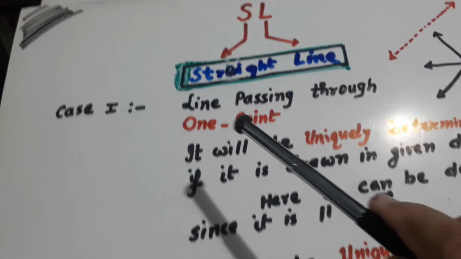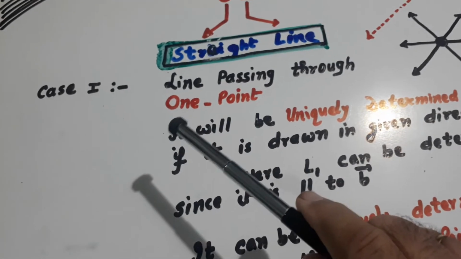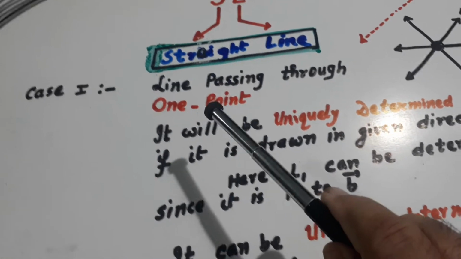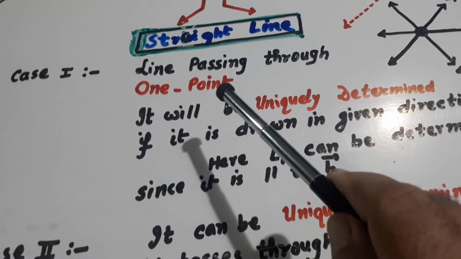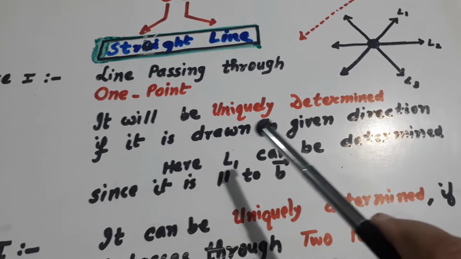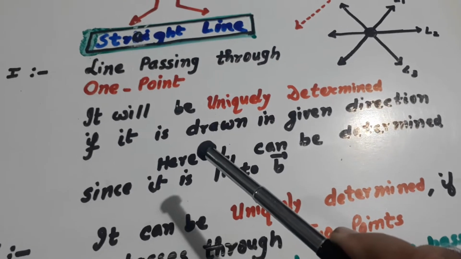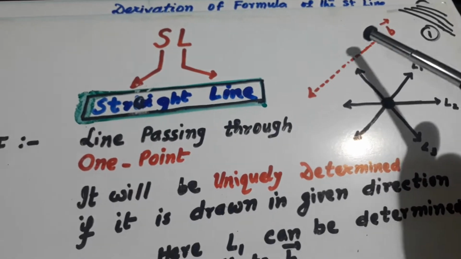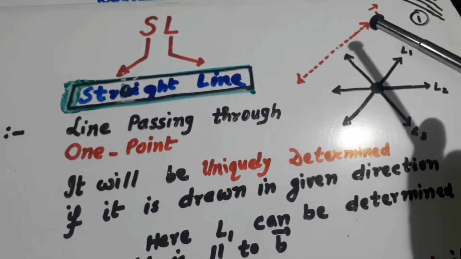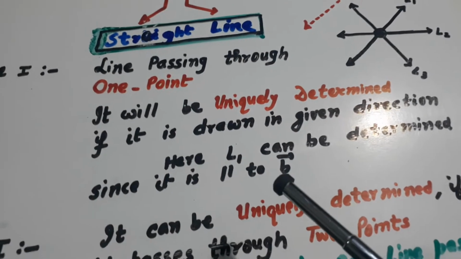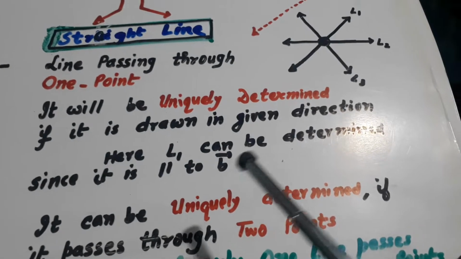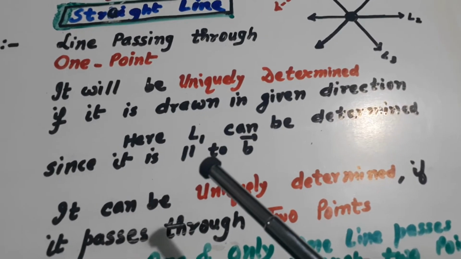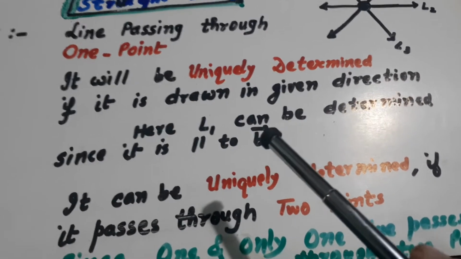Now there are two cases. Case number one, line passing through one point. It will be uniquely determined if it is drawn in given direction. It is drawn in given B vector की direction. Here L1 can be determined since it is parallel to vector B.